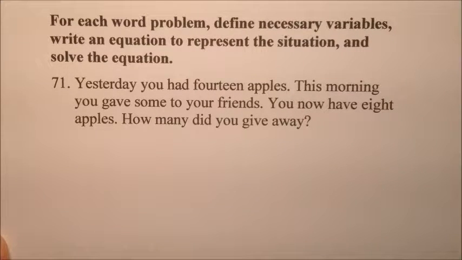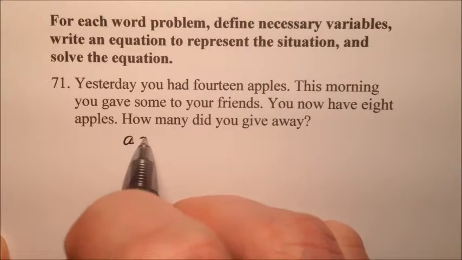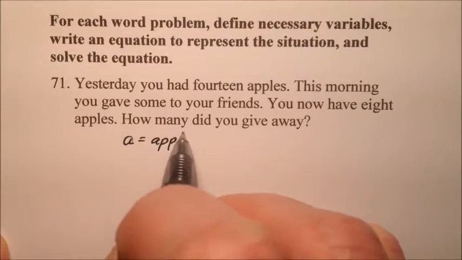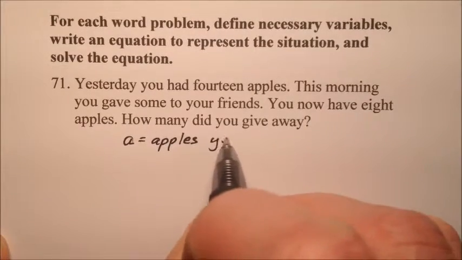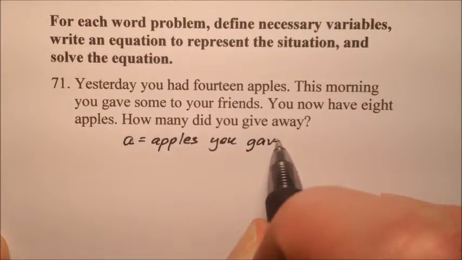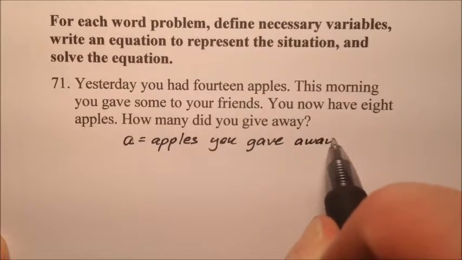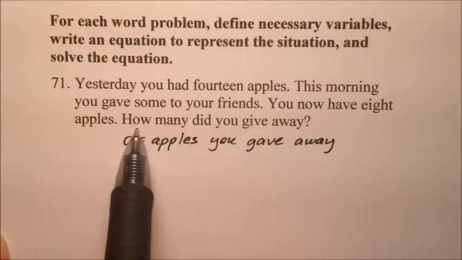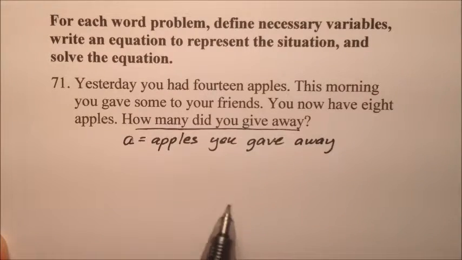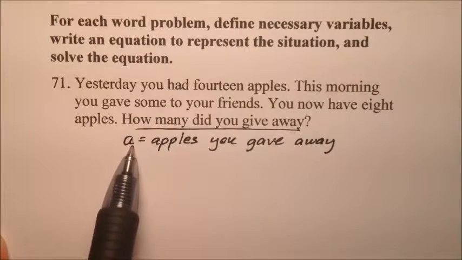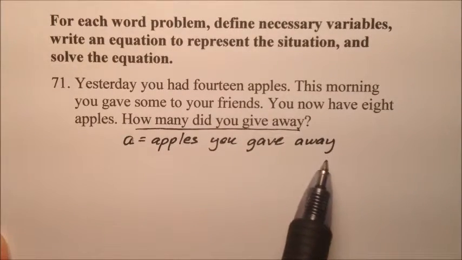So, number 71. Yesterday you had 14 apples. This morning you gave some to your friends. Now you have 8 apples. So how many did you give away? So we're going to say A equals apples that you gave away, because that's what the problem's asking you to find. How many did you give away? So when we solve, A is going to be the apples that you gave away.